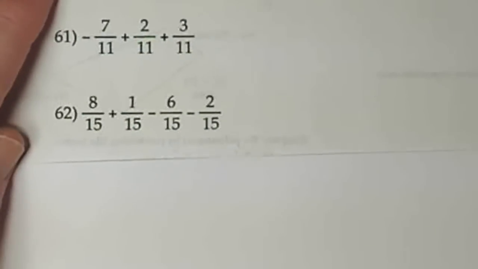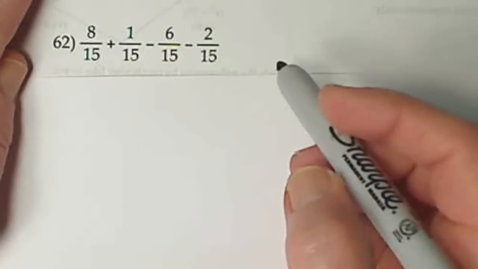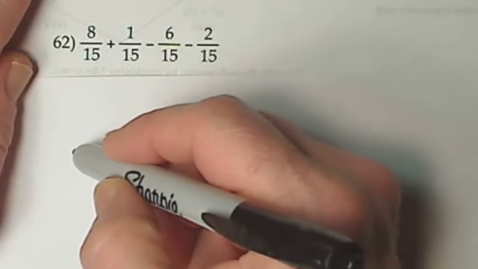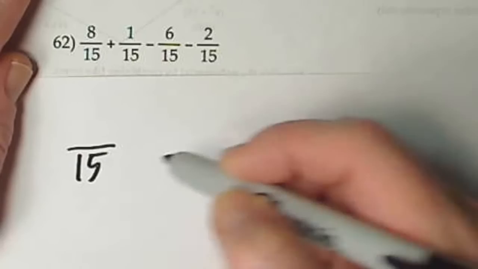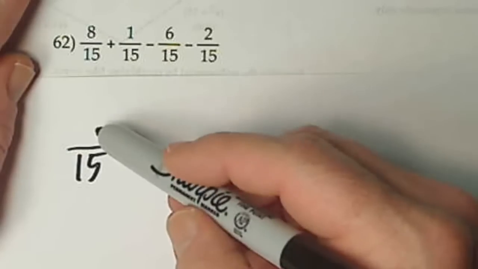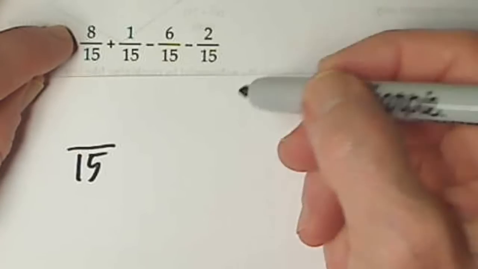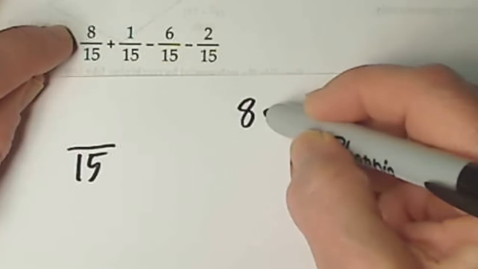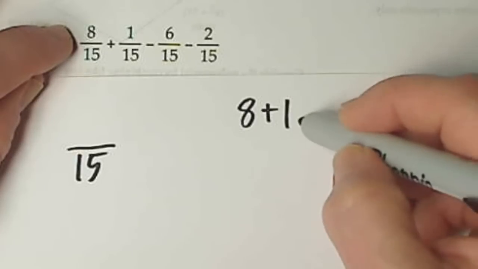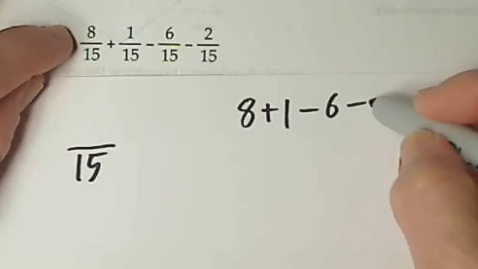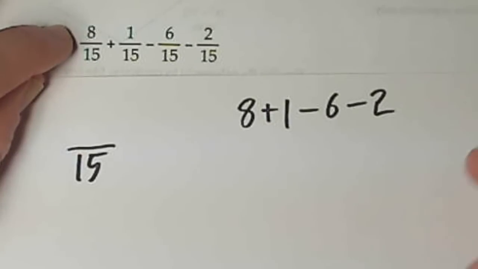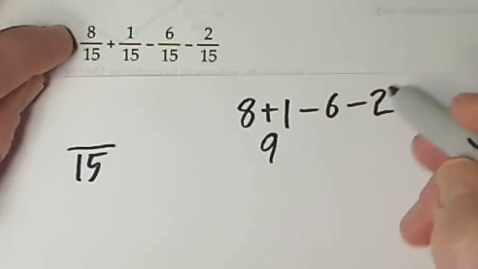Number 61. Well, let's see. I think we'll move on to 62. You have all common denominators, so your denominator is going to be 15. And to figure out the numerator, you can just look at these numerators separately. You have positive 8, positive 1, negative 6, and negative 2. So this would be 9.